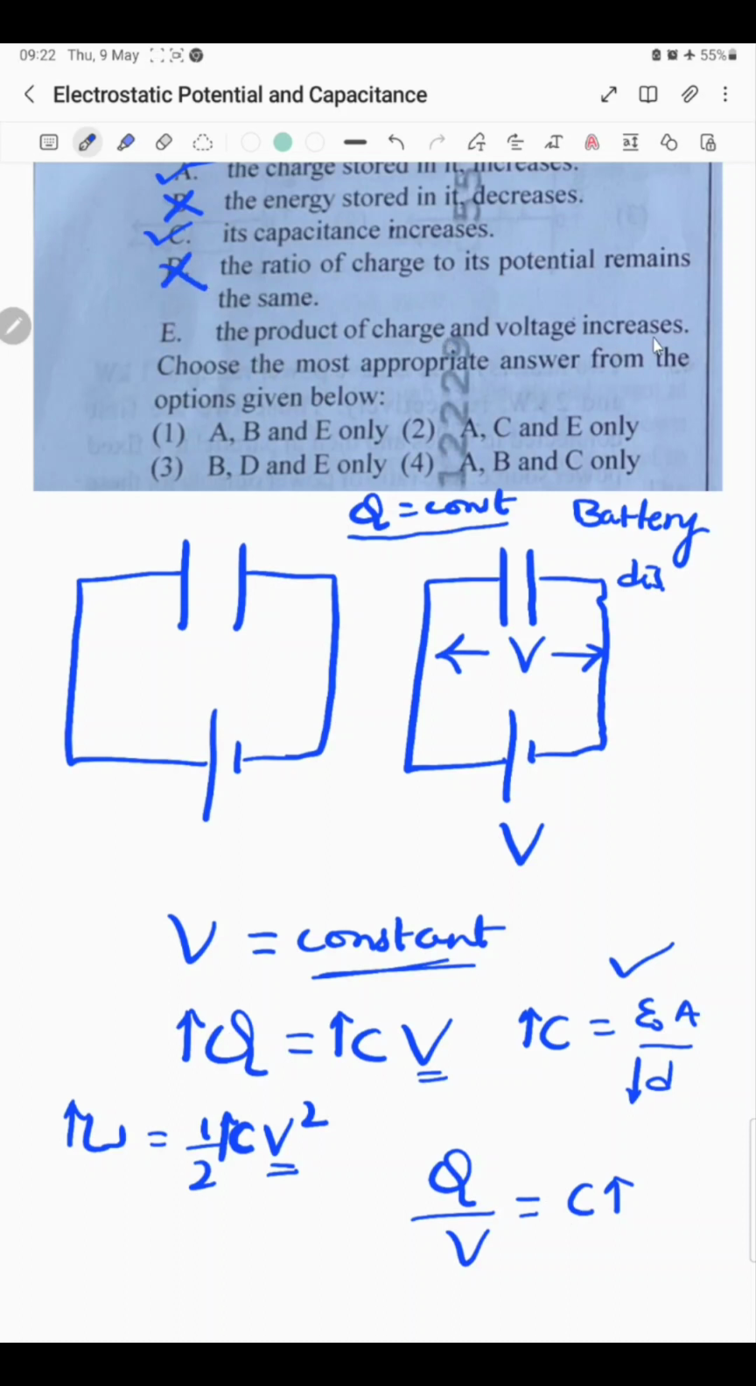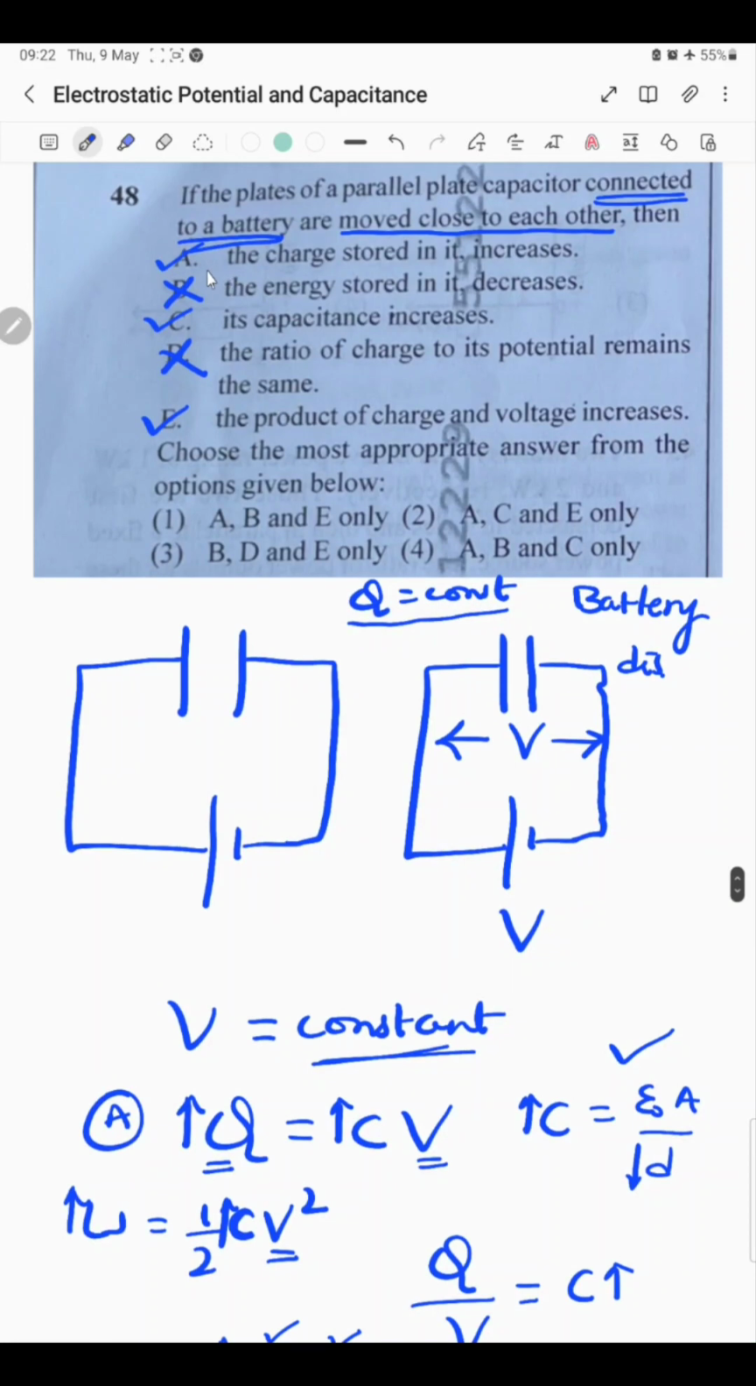The product of charge and voltage increases. Here voltage is constant. What happens to Q? Q is increasing. That we observed in statement A, that because of the increase in C, Q is increasing. Q is increasing means the product of Q and V will increase. So that statement is also correct. Therefore statements A, C and E are correct.